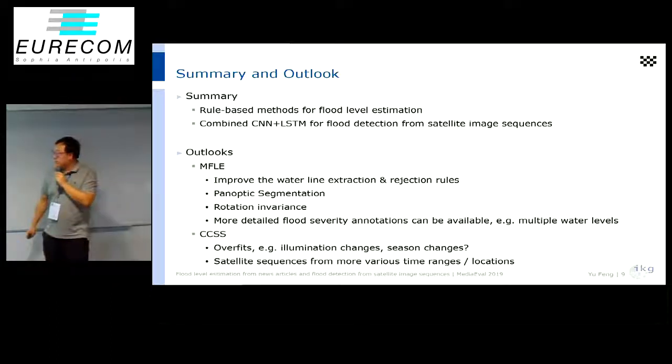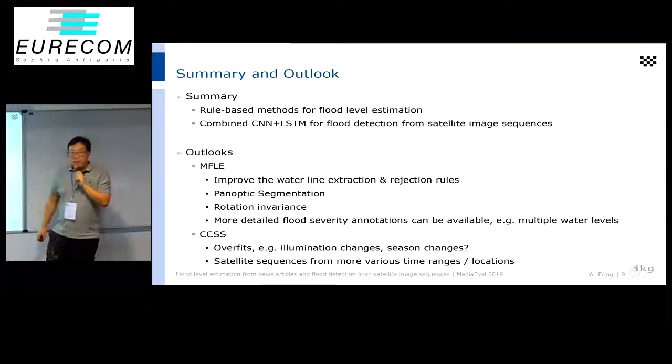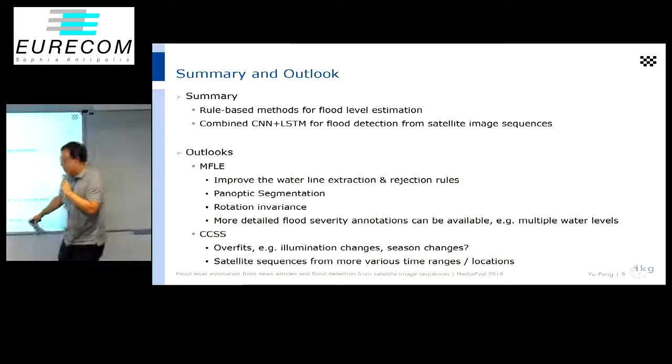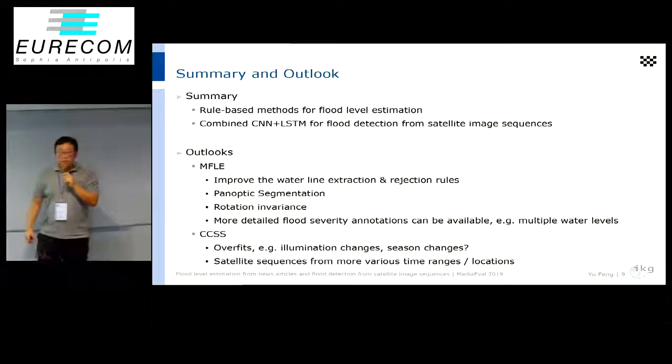For the second task, we have achieved a very nice result, however the dataset and training set are very small, so we don't know if we just learned some illumination changes or seasonal changes. So maybe some other sequences from other locations and other time ranges could be provided for a better comparison of these models.